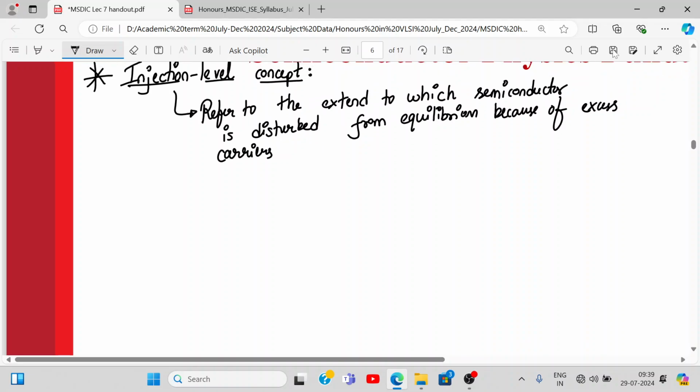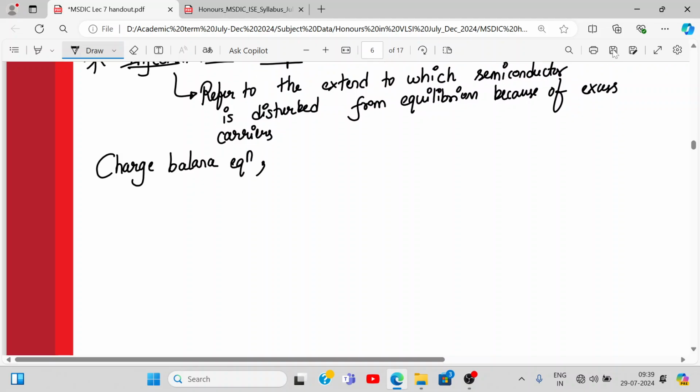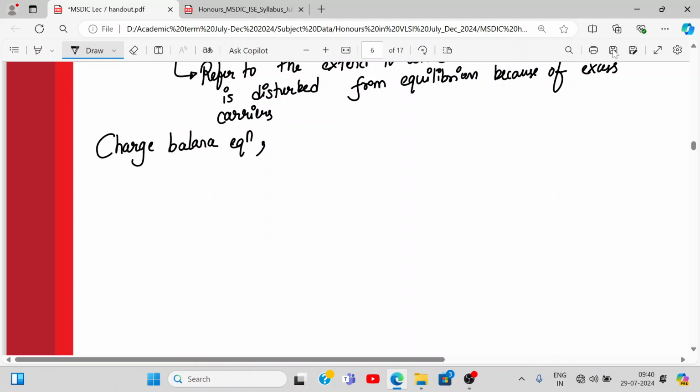What did I say? Small deviation from. I mean, the semiconductor is disturbed from its equilibrium. That is called quasi-equilibrium. I told you, small deviation from. So here, let's consider the charge balance equation. Let's say we have both N-type and P-type impurities. That is a compensated semiconductor. So what is the formula given by?